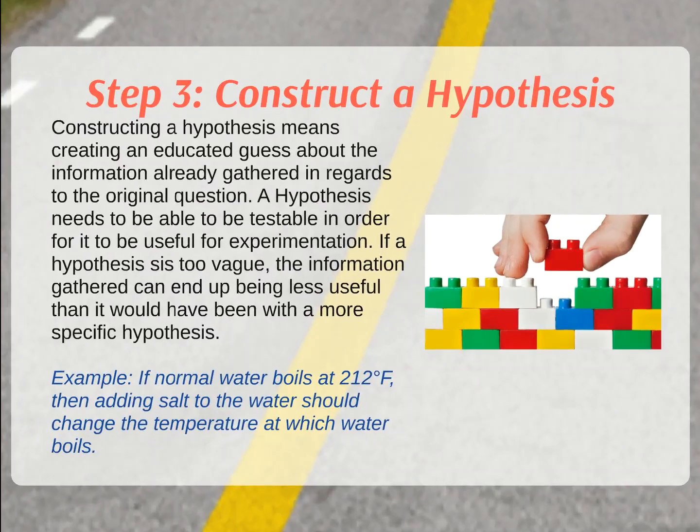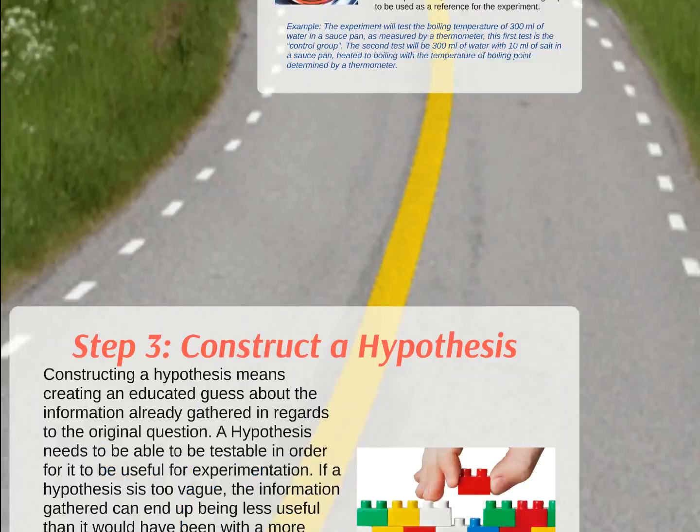Step 3. Construct a hypothesis. Constructing a hypothesis means creating an educated guess about the information already gathered in regards to the original question. A hypothesis needs to be testable in order for it to be useful. Example: if normal water boils at 212 degrees Fahrenheit, then adding salt to the water should change the temperature at which water boils.